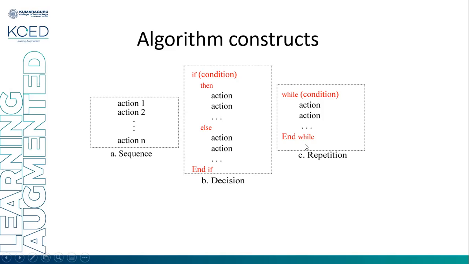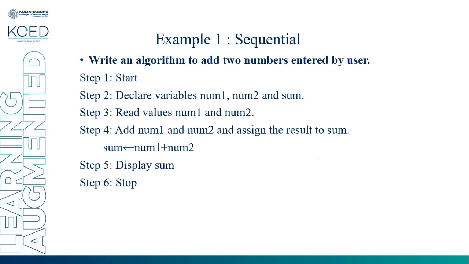Repeat condition or while loop is known as a while condition, end while. That means that until the condition is true, the statement will get executed. This is known as a repetition. This is like a repeat until only. We will see some examples.